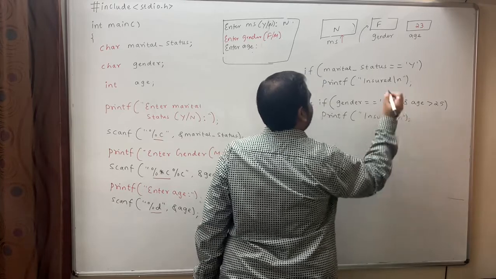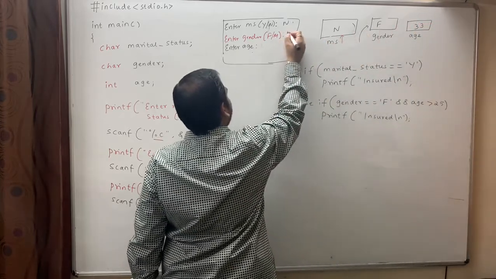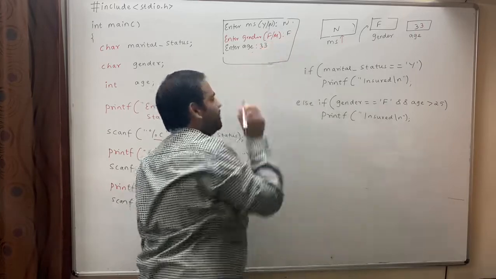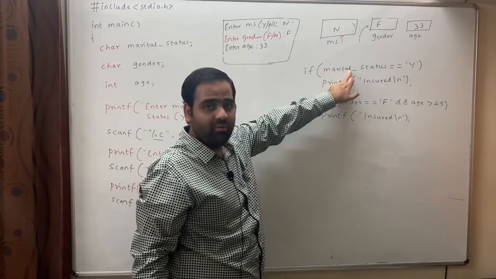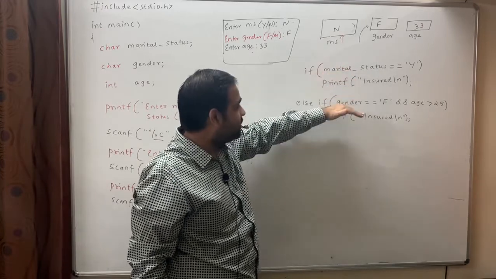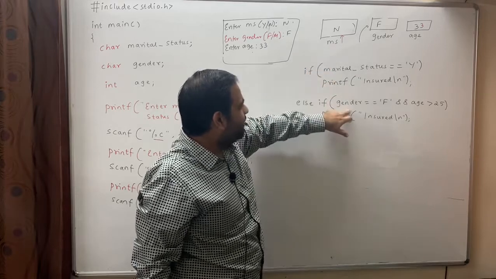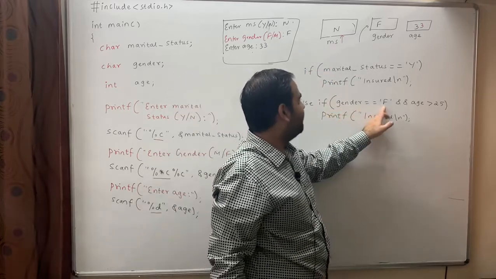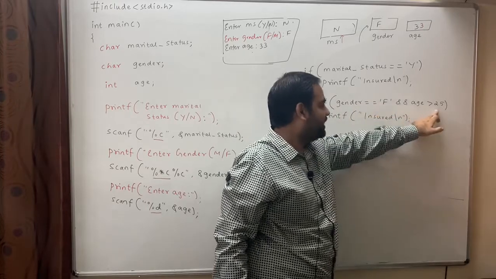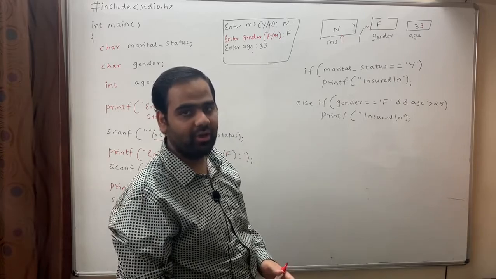Is that okay? Now let's take the age as 33 and try to understand. Now I say F and I say age as 33. Now check here. Marital status is N. N equal Y is false. Since the first condition is false, it should evaluate the second condition. Is there any point in evaluating marital status again? No, that's a waste of time. Gender is F. F equal F. Yes. 33 greater than 25. Yes. And the output is insured.